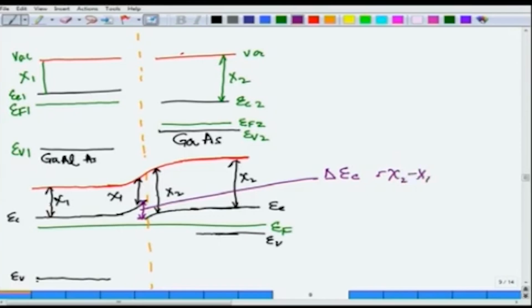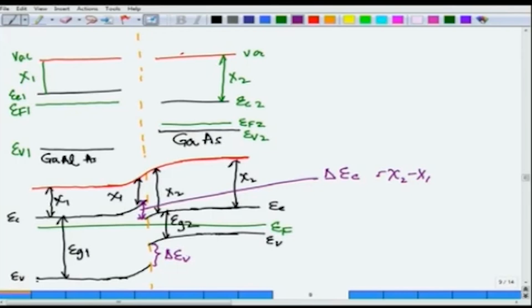And now, similarly, I am going to draw this part of the band diagram. This must also exactly follow that, because everywhere it should be EG1. It should be EG1 everywhere, and this must follow exactly like this, because everywhere it should be EG2. And what is this quantity? This is clearly delta EV. That is the delta EV.